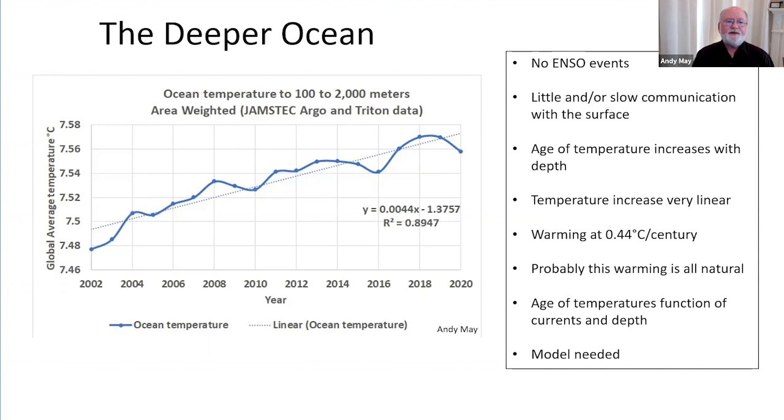the trend is increasing, and I suspect that most of this signal, this increasing trend, is natural. I doubt there's much of an anthropogenic signal in it because the water is just too deep. I don't know how the age is reflected by depth. That's why we need a model. I'm sure as you go from 100 meters to 2,000 meters, where we have most of our data, you would go through quite a lot of time.